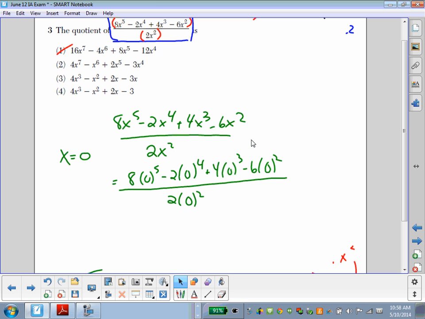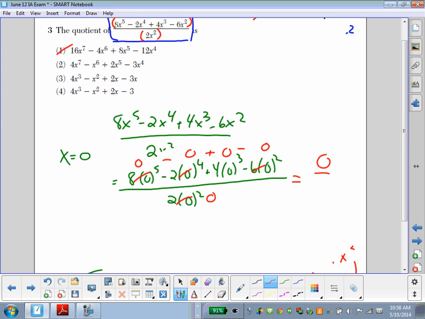All of these turn out to be 0. So 8 times 0 to the 5th is 0. 2 times 0 to the 4th is 0. 4 times 0 to the 3rd is 0. 6 times 0 squared is 0. 2 times 0 squared is 0. 0 minus 0 is 0, plus 0 is 0, minus 0 is 0. So I get 0 over 0. And I can't divide 0 into 0 parts, so the expression is undefined.